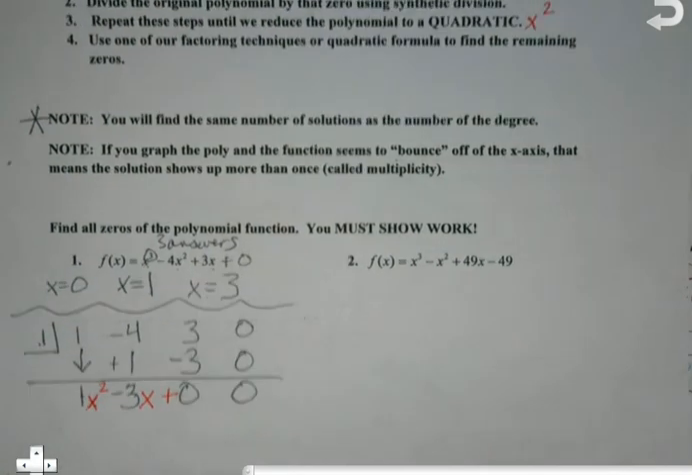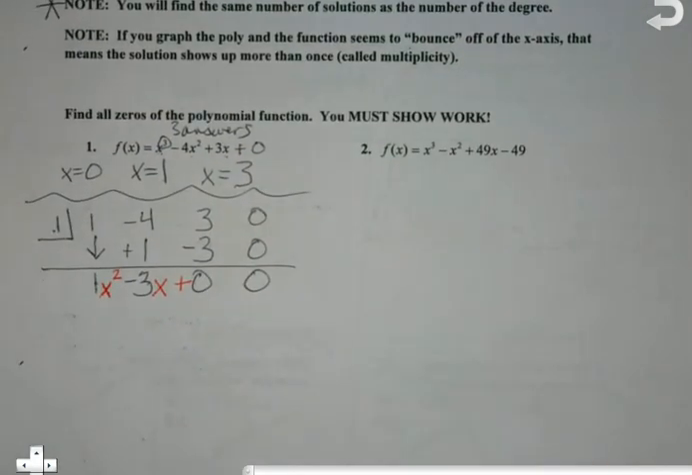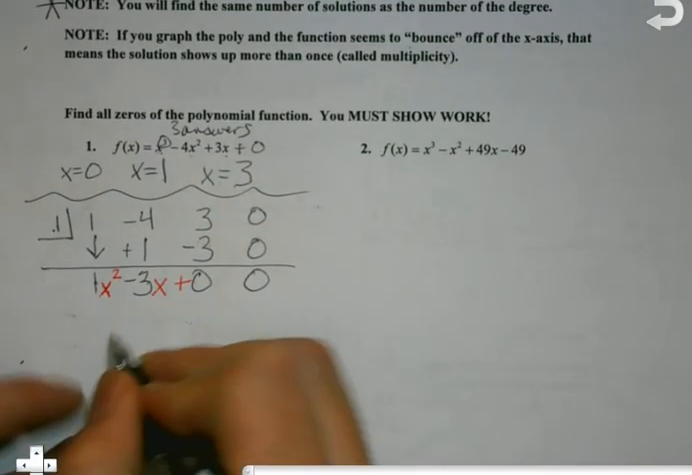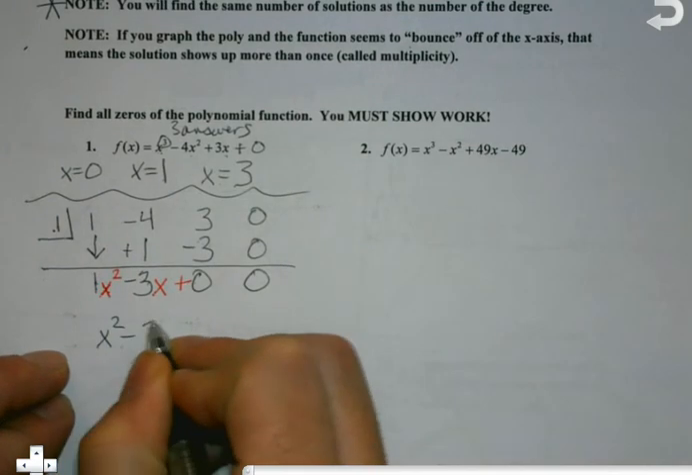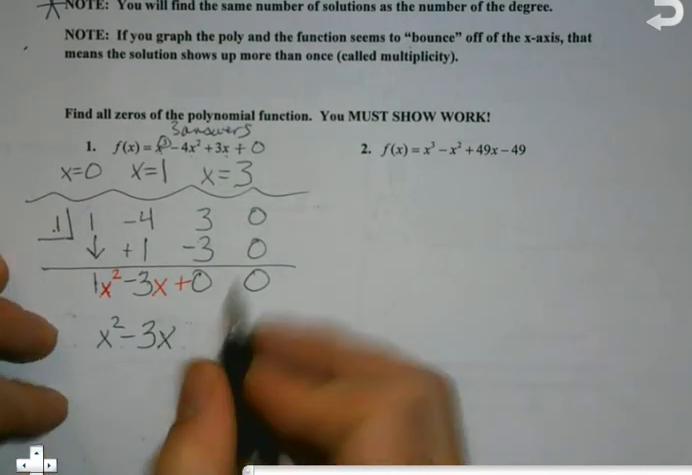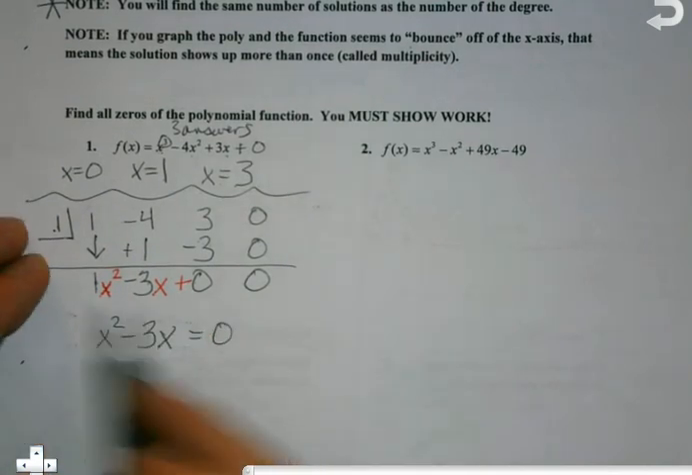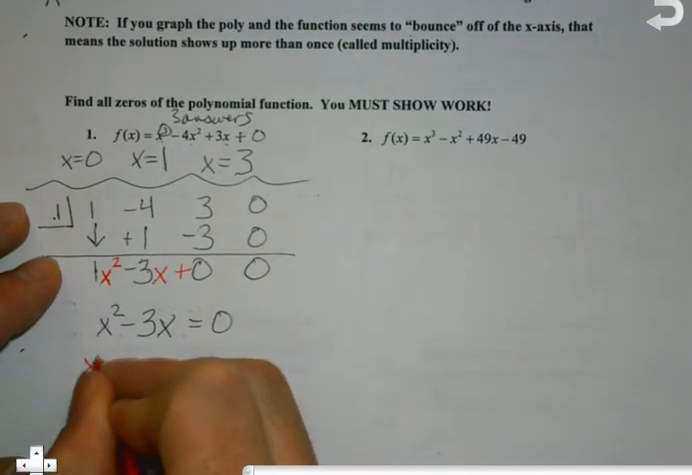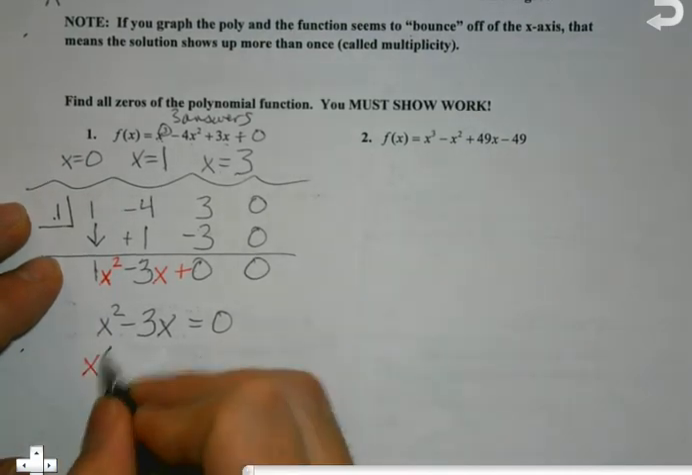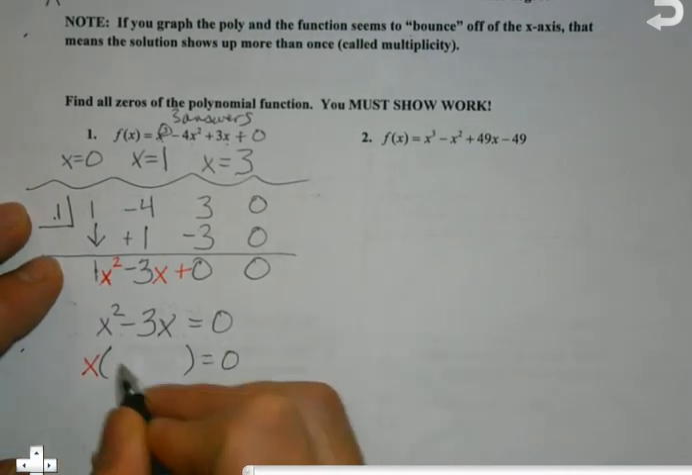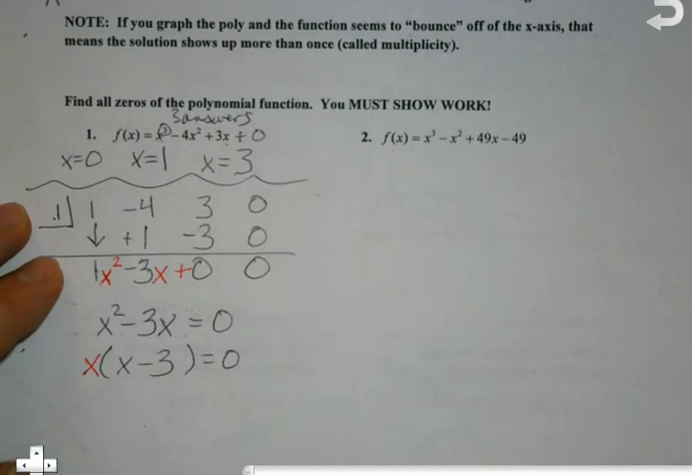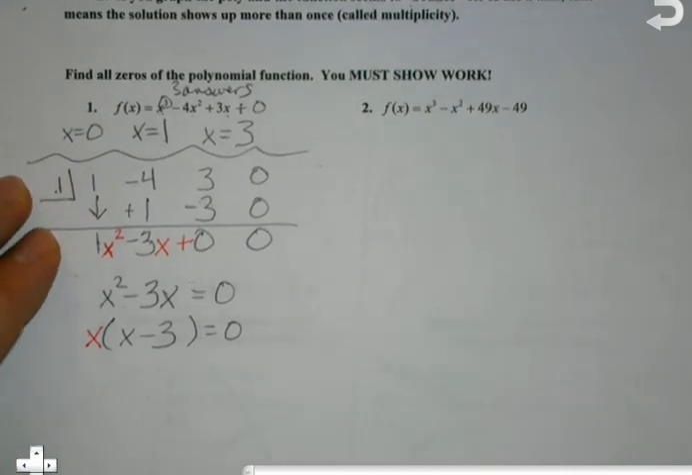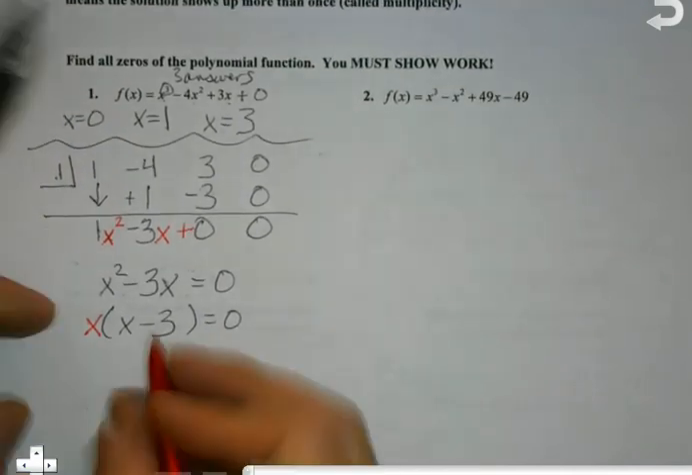So, similar to what we did in number 50, once I get to here, I say, okay, so I have x squared minus 3x, and whatever my quadratic is, I set it equal to 0. Do my two terms have anything in common? X. And what would I have left for my parentheses then? X minus 3. I set each of those parts equal to 0.